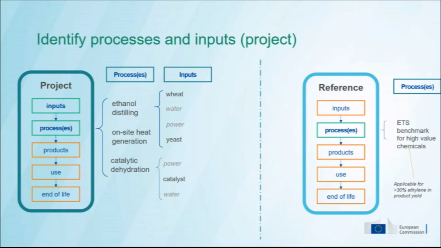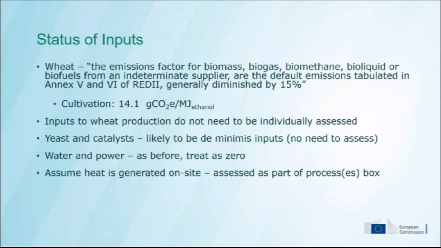Again, you're looking at identifying the processes and inputs. So for the project, you can see towards the left of the slide, you've got ethanol under processes, you've got ethanol distilling, on-site heat generation, and catalytic dehydration. The inputs that we need to look at are wheat, yeast, and the catalyst. And for the reference, we're making a chemical, so the ETS benchmark on the right-hand side of the slide is for high-value chemicals. Next slide, please.